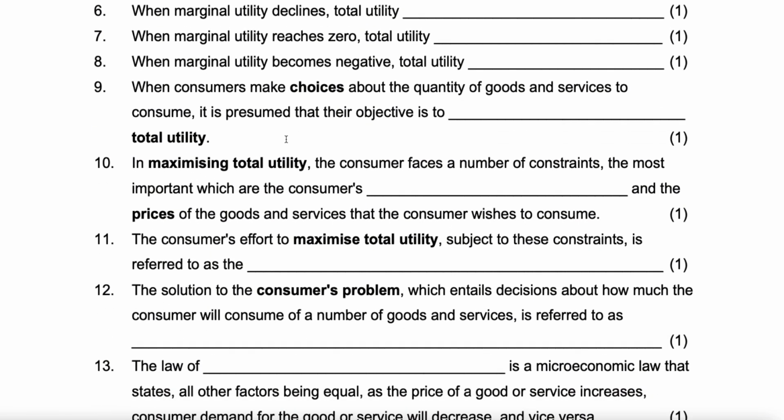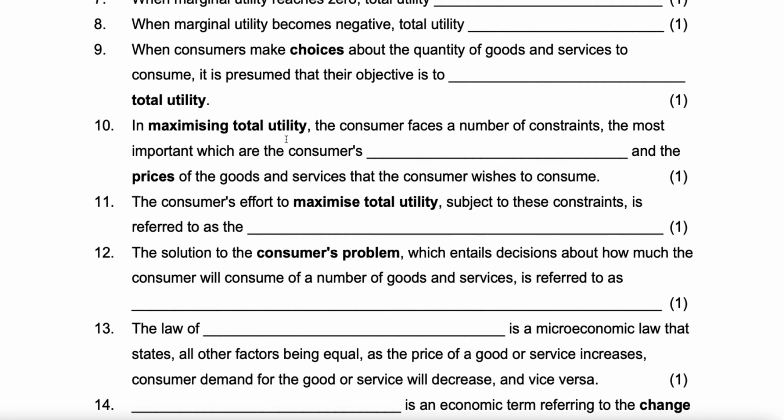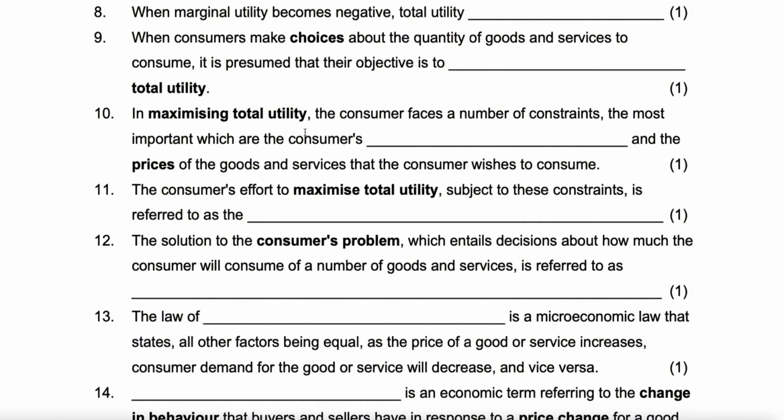Where are we? When consumers make choices, well, they make choices because what? Their resources are not in abundance. There is scarcity of resources, so we have to make choices. And we learned that the items we do not choose, the cost of the next best thing that is forgone, that's our opportunity cost. So when consumers make choices about the quantity of goods and services to consume, it is presumed that their objective is to maximize total utility.